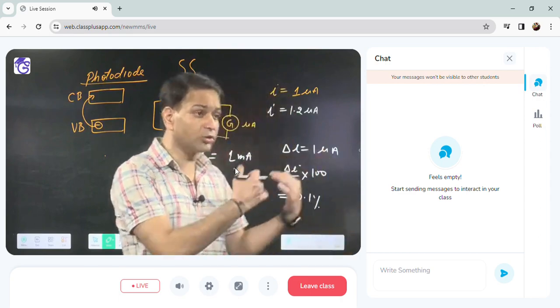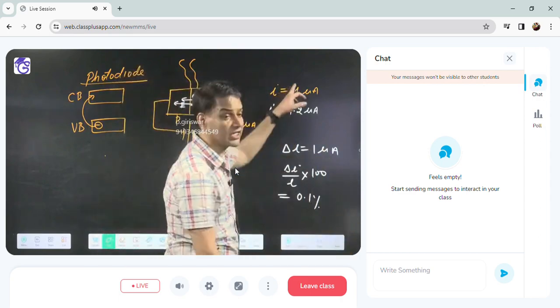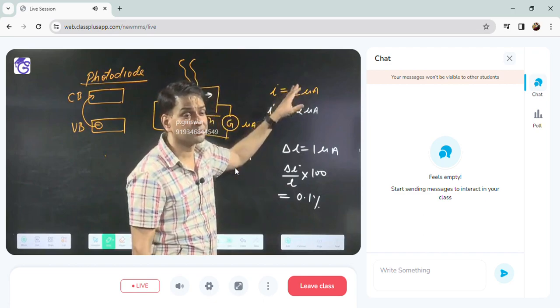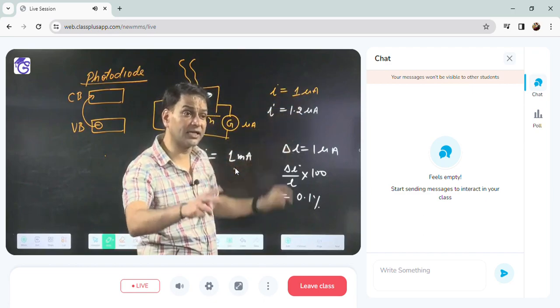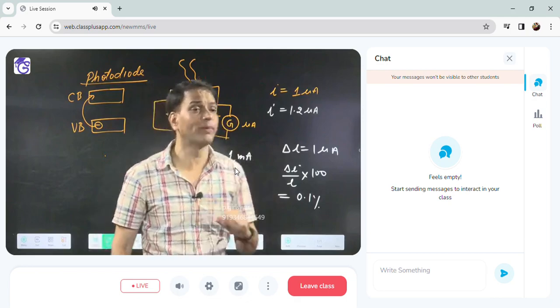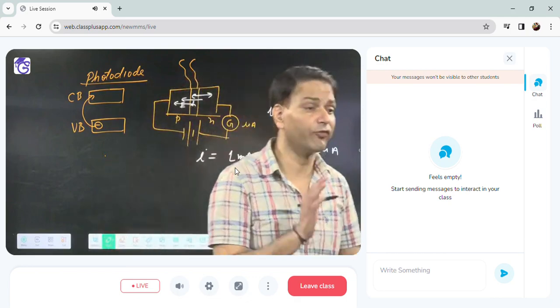But when I'm using it in reverse bias, suppose the initial current is 1 microampere. The final current, I'm getting the current increased by 1 microampere, so the final current is 2 microampere. How much percentage change? 50%.